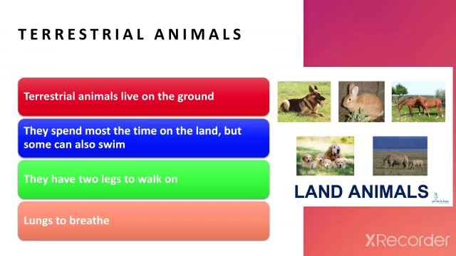The first one is terrestrial animals. Terrestrial animals live on the ground. They spend most of the time on the land, but some can also swim. They have legs to walk on and lungs to breathe. Examples: dogs, rabbit, horse. These are all land animals.